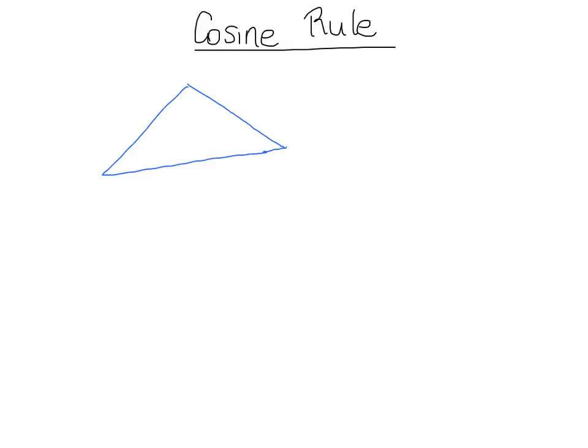Today we're going to look at how to use the cosine rule in order to help us find angles and unknown sides in non-right angle triangles. So before we even start, it's super important for us to know how to label a non-right angle triangle.